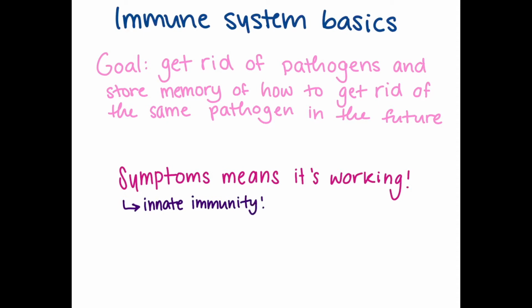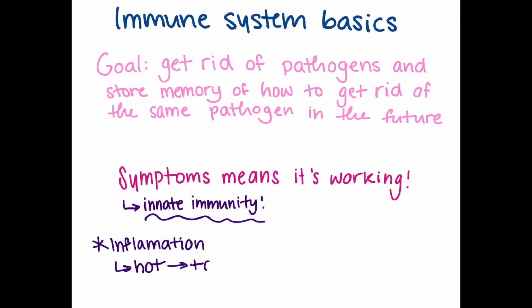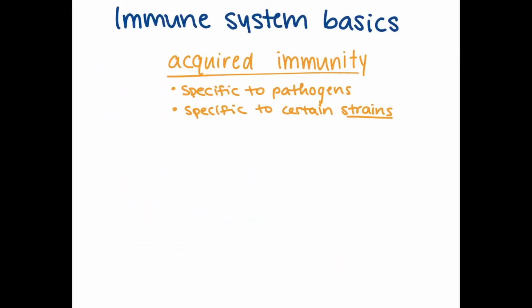A fever is part of your innate immunity, meaning that it's not specific to any sort of pathogen. Another type of innate immunity is inflammation. And you may recognize that when a part of you becomes inflamed, that part becomes a lot warmer. And this is because your body is heating up that spot where the pathogen is in order to try to kill it.